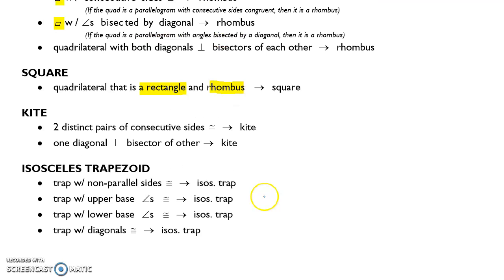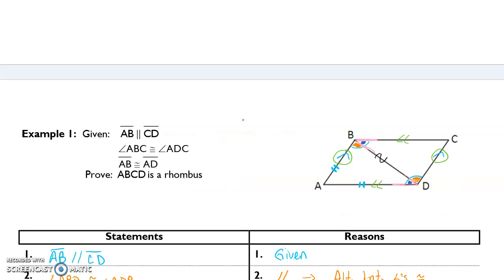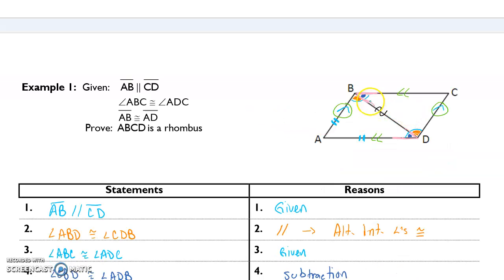So now, if I can go back here and show, now that I have a parallelogram, that consecutive sides are congruent, I'll know it's a rhombus. Or that my angles are bisected by the diagonal, then I know it's a rhombus. Well, in this diagram, I don't know enough to know if these are congruent, if that's been bisected.